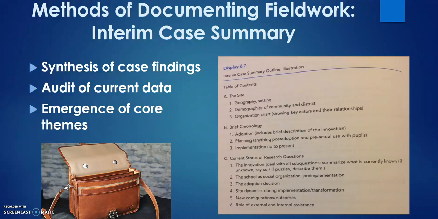In this example from the book, 3 different categories that are listed in this summary include A. Information about the site, B. A brief chronology about a program that was being implemented, and C. The current status of the research questions.